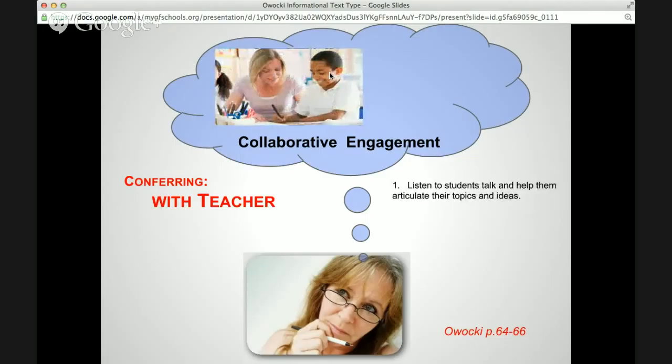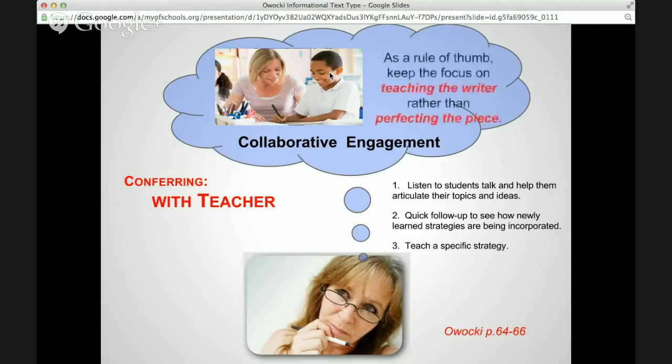It's the place that you listen to these students talk, and you can help them to articulate their topics and ideas. You are able to do a quick follow-up to see how they're following the model of your mentor text or not following it. And it might also be a time where you have to reteach a specific strategy. They didn't get it when you showed the model in a mentor text, and you're going to specifically teach it again. So this is a really critical opportunity for the teacher.